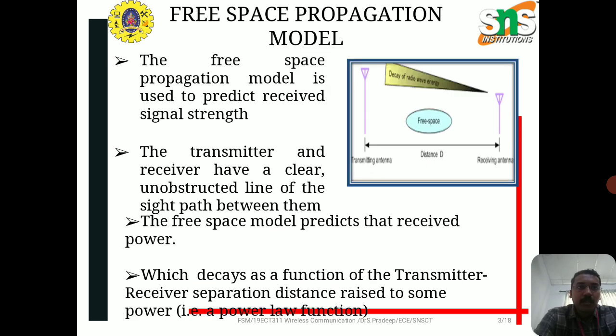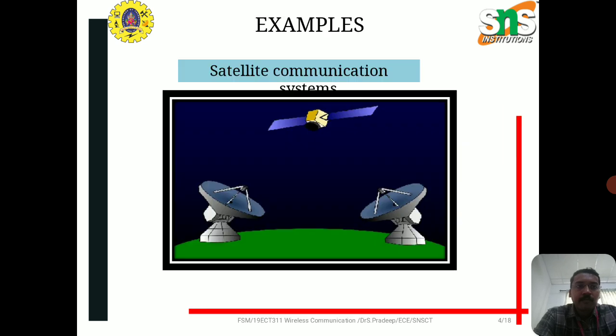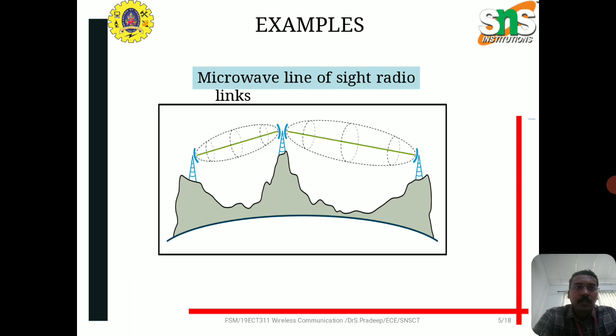Free space propagation model. The free space propagation model is used to predict received signal strength when the transmitter and receiver have a clear, unobstructed line-of-sight path between them. The free space model predicts that received power decays as a function of the transmitter-receiver separation distance raised to some power. Examples are satellite communication systems and microwave line-of-sight radio links.